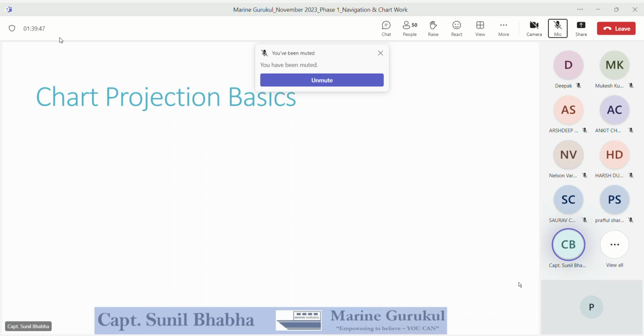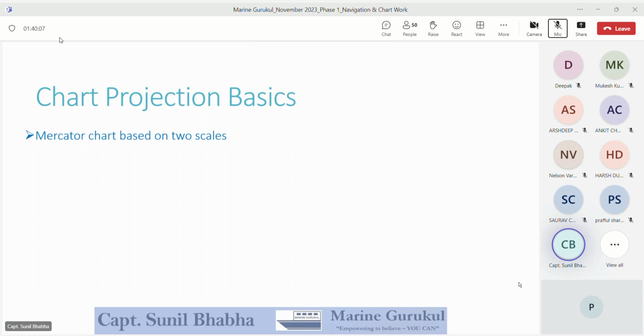Which is based on chart projections. Now the questions which we get on this topic are related to construction of a Mercator chart. We are given a particular area. The coordinates of that area are given to us, latitudes and longitude, and we are required to construct a Mercator chart on a particular given scale for that particular area.